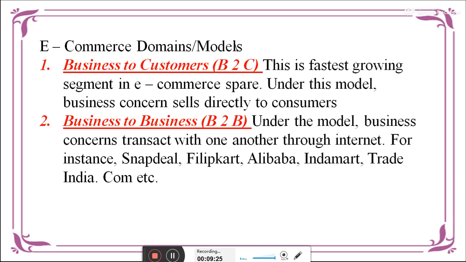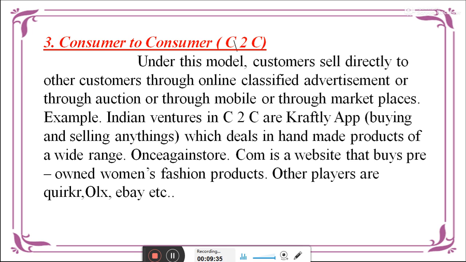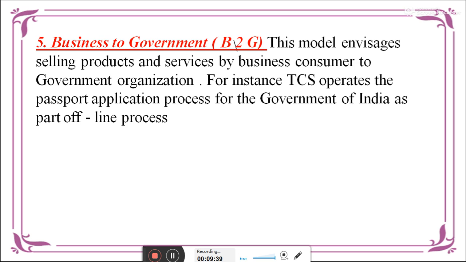Next, e-commerce models: business to business, business to consumer. Between consumer and business, purchase and selling happens. Next, business to business, where business people do purchase and selling. Consumer to consumer, for example OLX, Quikr, eBay, those are consumer to consumer. Next, business to government. Through business to government, they are purchasing the goods and services.